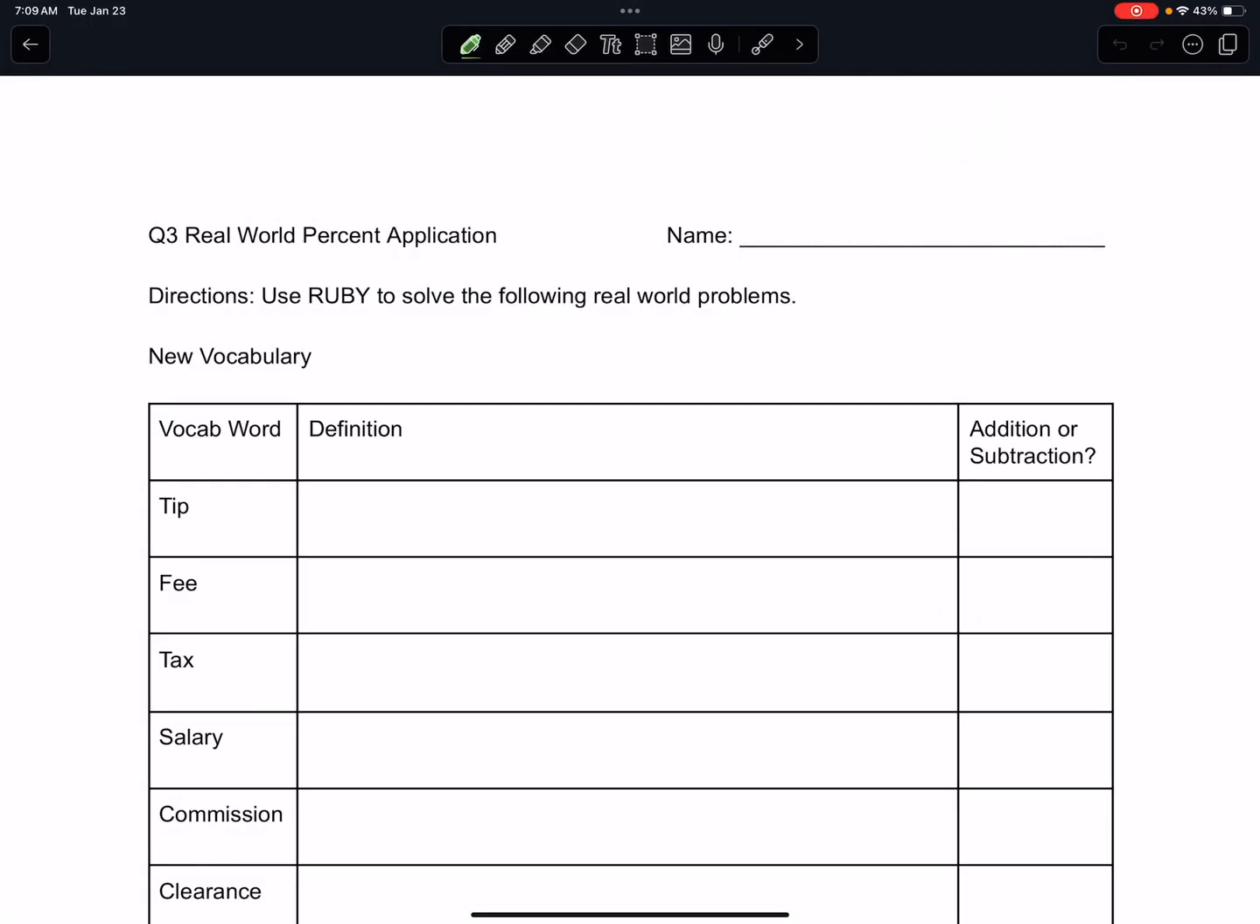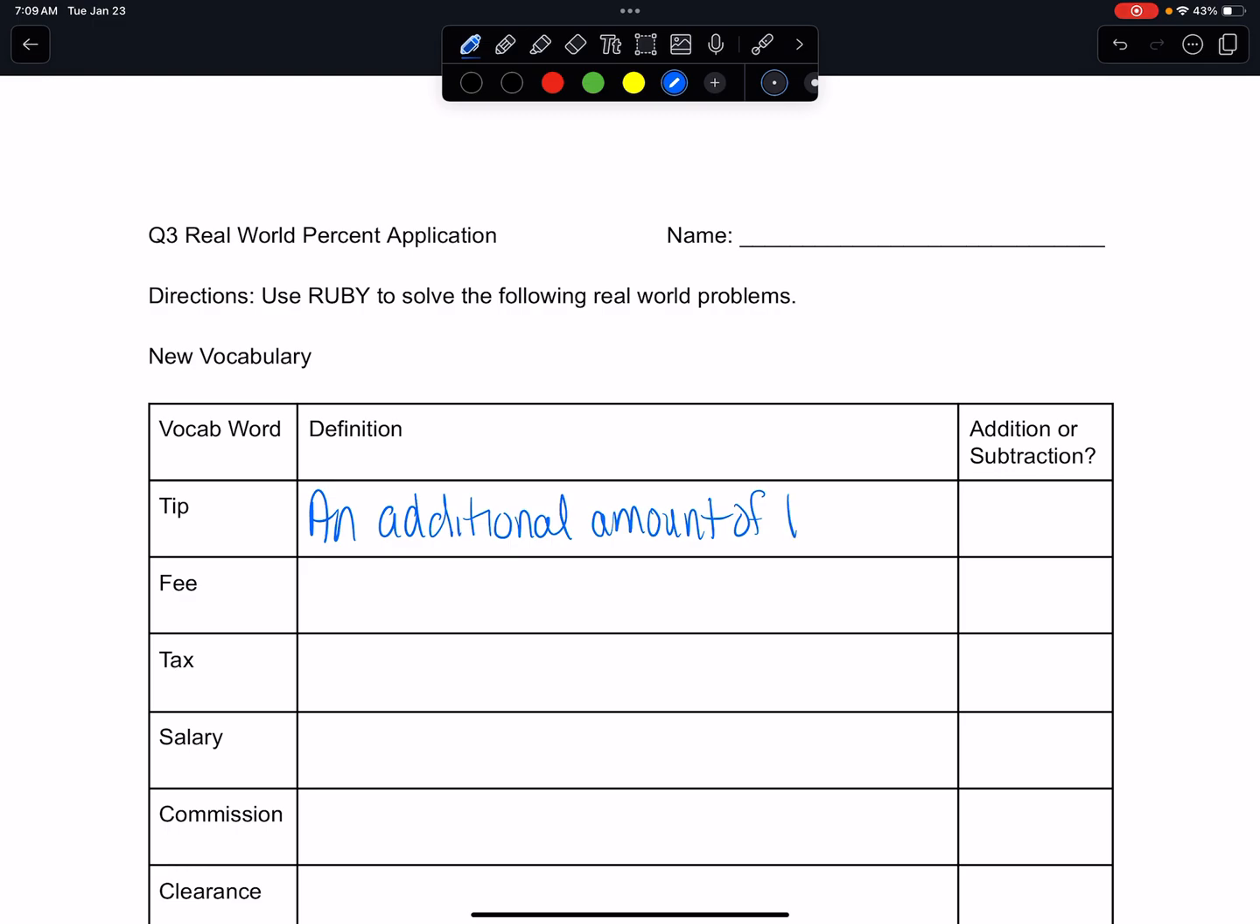Okay, we are going to go over some vocabulary for percents. We are dealing with the tip. The tip is an additional amount of money added to a service, and that would be addition.